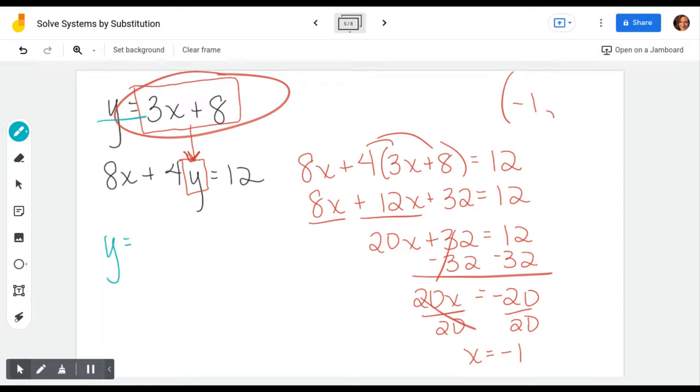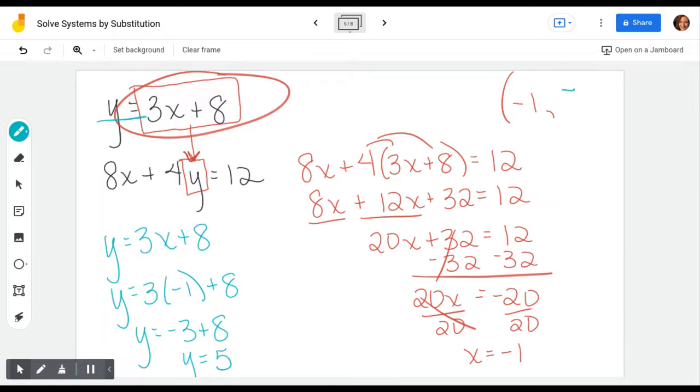So y equals 3x plus 8, but instead of x, I'm going to put in negative 1. So y equals 3 times negative 1 plus 8. That would be y equals negative 3 plus 8. So y equals 5. There's the second half of your solution. And like we did on the others, you can always plug that back in and make sure that it really does work in both equations. Couple more.